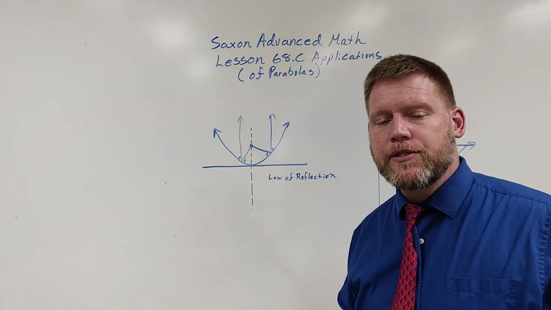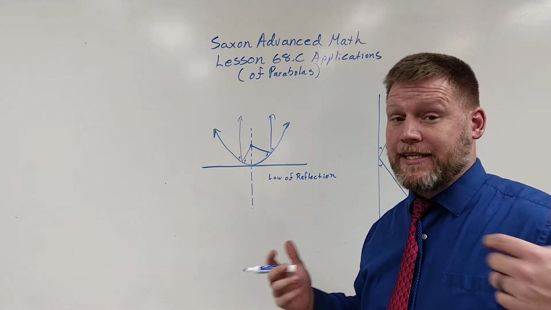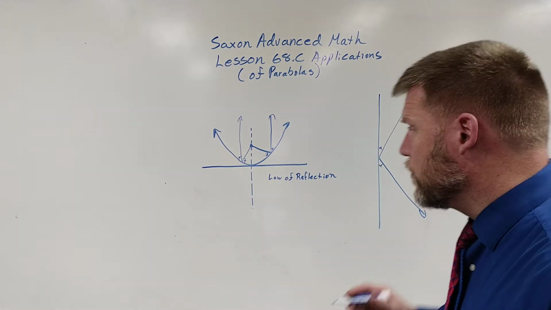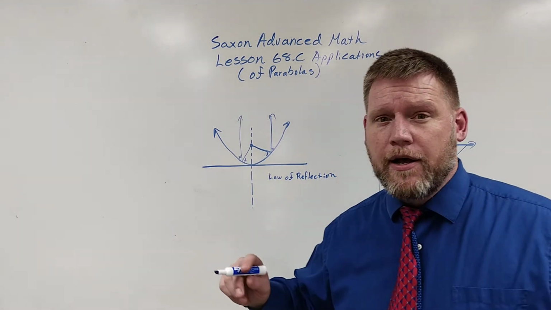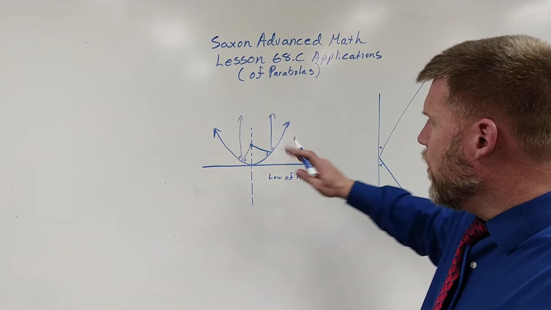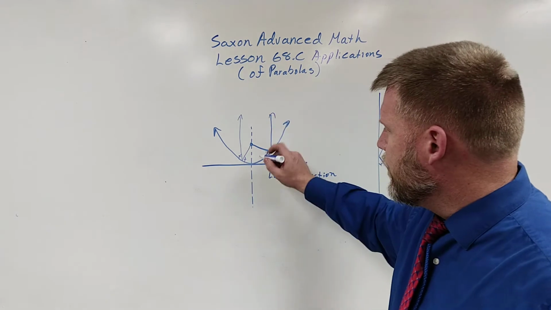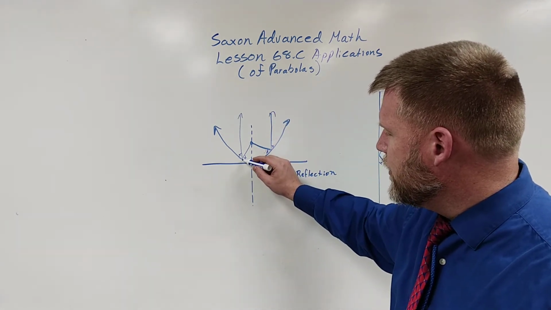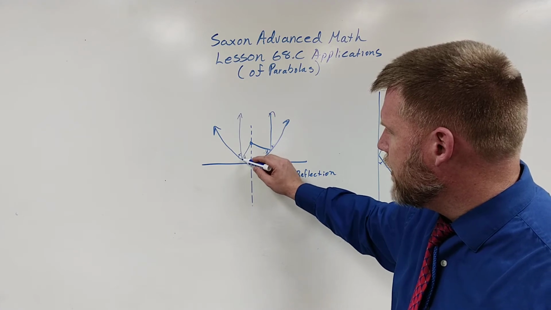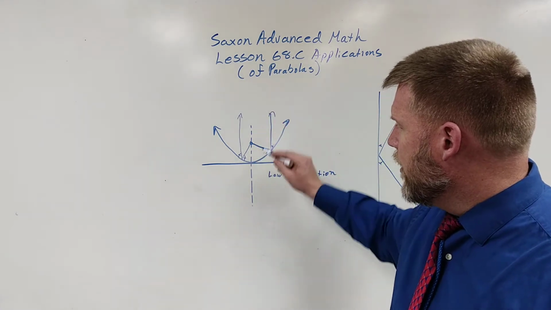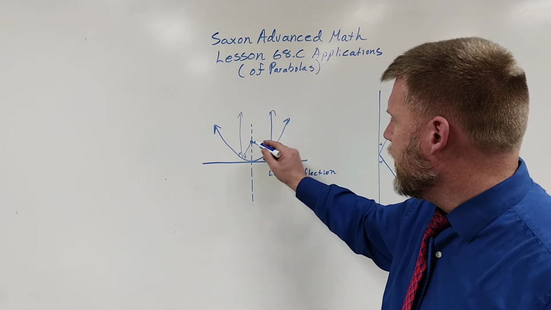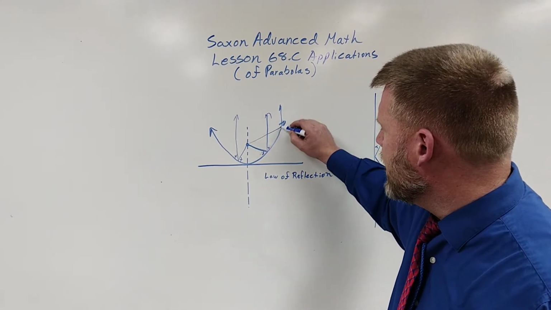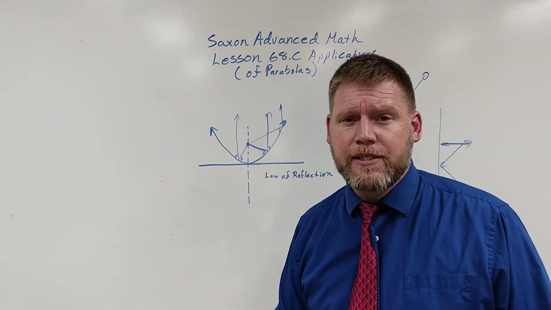Satellite dishes use this extensively, as do headlights in your automobile, and a flashlight even. Let's talk about how that works. If this is my light source, and the light comes off here and hits, this angle is going to be the same as this angle, and it's going to go off like that. Light that hits this way is going to go out like that. Even light that comes way out here off of this bulb is going to be reflected because those two angles are going to be the same.